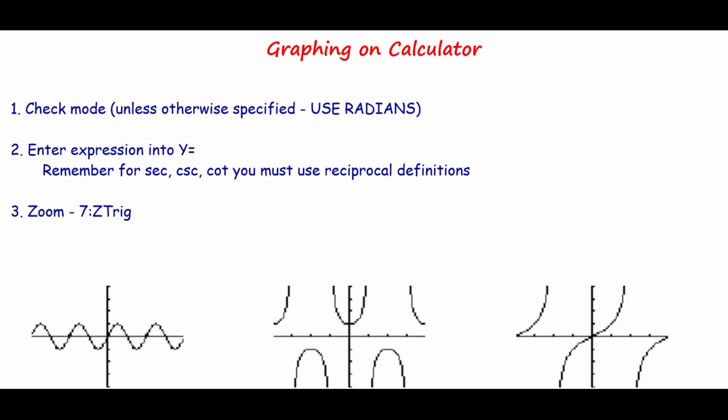If you're going to graph on your calculator, remember to check your mode. Unless otherwise stated, I would always graph in radians. When you're using secant, cosecant, cotangent, you need to use your definition. For secant, use 1 over cosine. For cosecant, use 1 over sine. For cotangent, you can use 1 over tangent, although I would recommend using cosine over sine instead, because if you use 1 over tangent, you get more undefined values than the graph actually has.